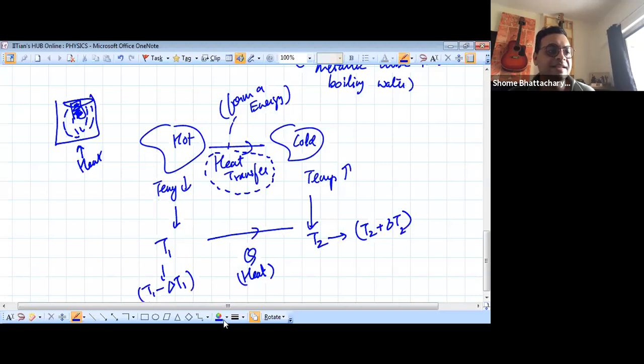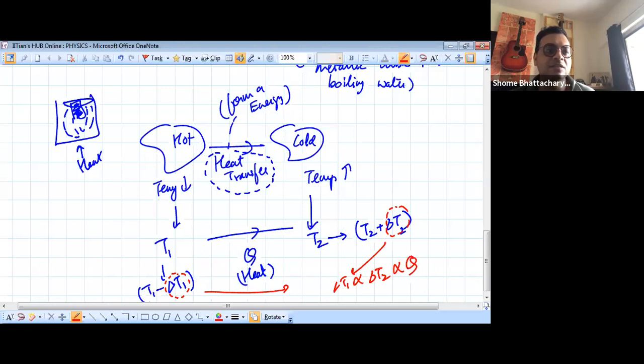So next we will see that there is a particular relationship between how much heat is getting supplied, in terms of how much this one's temperature is decreasing and how much this one's temperature is increasing. So both of these are somehow related. Delta T1 is proportional to delta T2, which is proportional to the amount of heat supplied, which is heat getting transferred from one body to the other.